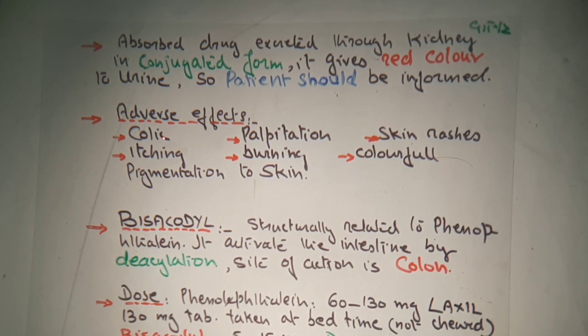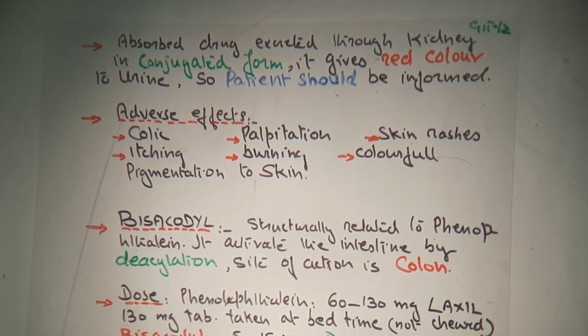So it gives a red color to the urine. So when phenolphthalein is given, the patient should be informed that the color of the urine may be pink due to the presence of phenolphthalein. So they should not be afraid of that, right?